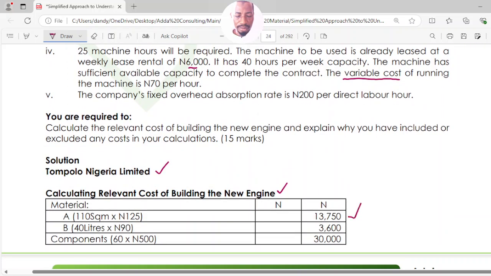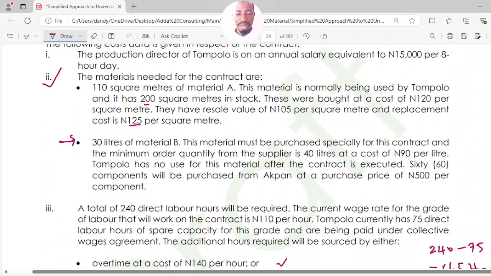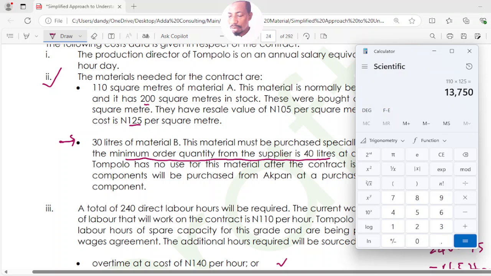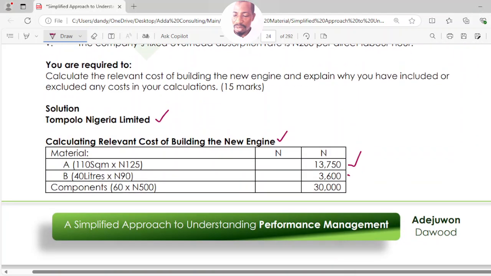The next one is material B. Under material B, the examiner has told you that the minimum that can be purchased is 40 liters. The company needs 30 liters of material B. However, the minimum order the company can purchase is 40 liters at 90 naira. Therefore, I would say a minimum of 40 multiplied by 90 naira. That's 3,600. So let's go and post it. 3,600. That's what you are seeing here.